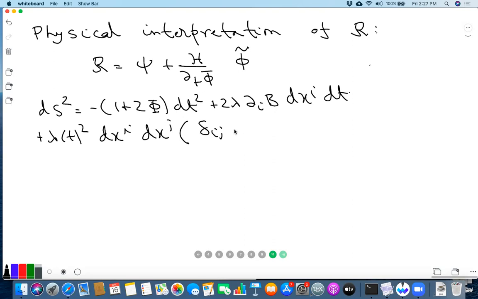Sorry, the scalar perturbations. Well, I'm not sure if I had written the factor of 2 here or not. Maybe I did. Okay, just check this. Yes, go ahead, please.